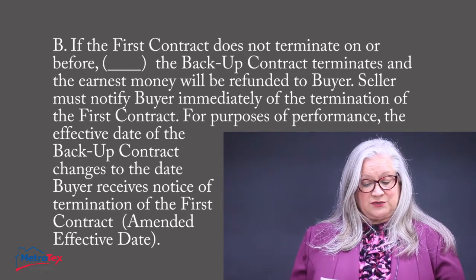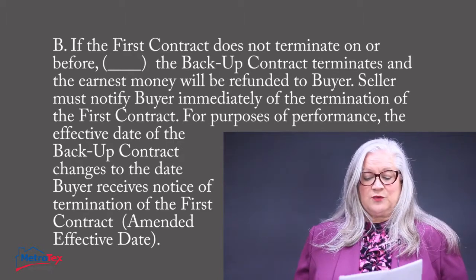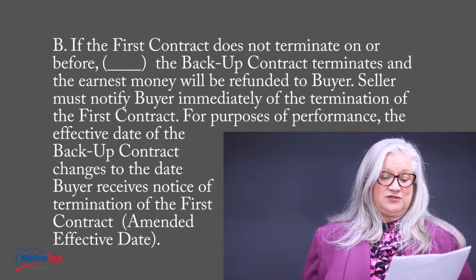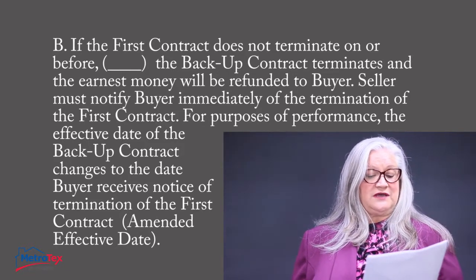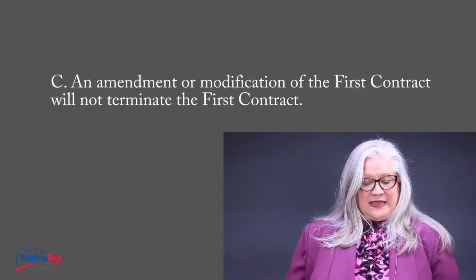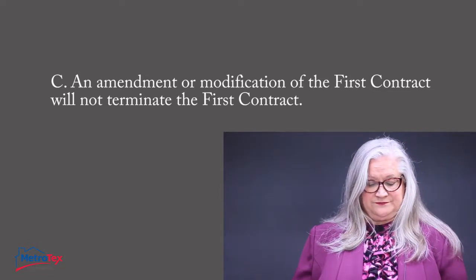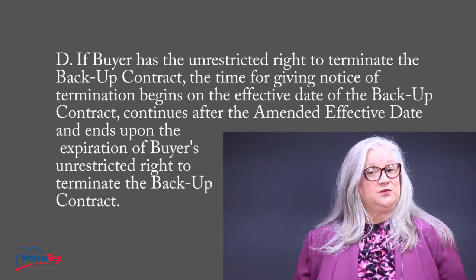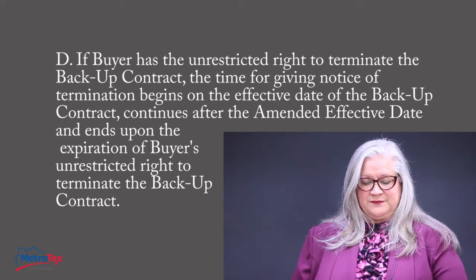The seller must notify the buyer immediately of the termination of the first contract. For purposes of performance, the effective date of the backup contract changes to the date the buyer receives notice of termination of the first contract and thereby becomes the amended date. An amendment or modification to the first one does not negate that first contract. We see in paragraph D that if the buyer has the unrestricted right to terminate, now that we saw that in paragraph 23, right? The option.